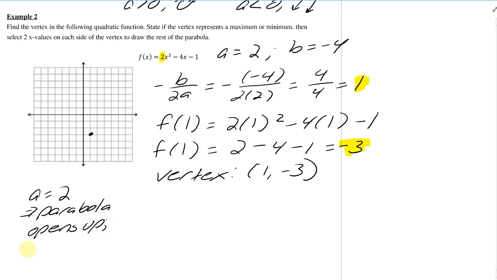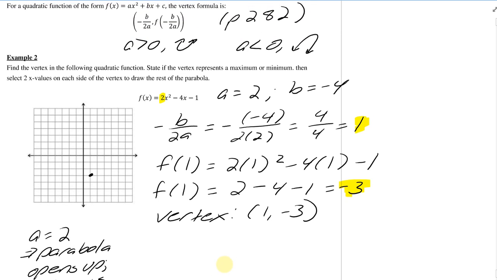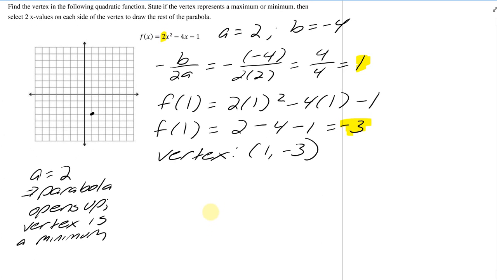Or we could say that the vertex is a minimum. It's kind of the way you can think about that. Okay, so now I know I'm throwing so much at you here, so we're going to do several examples of this just to get you used to all this information. I know that this is supposed to open up from this point. This is going to be the lowest point right here. The vertex in this case represents the lowest point.